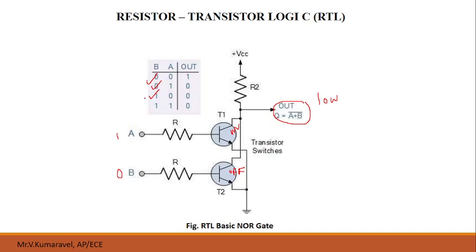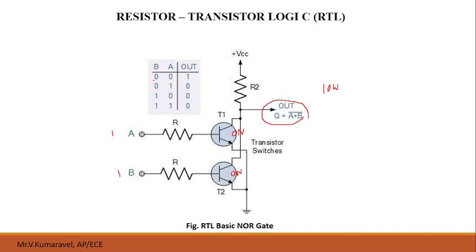Now let us see the last case. The last case is when both inputs are high. When both inputs are high, both transistor 1 and transistor 2 will be in the on state, that is in the saturation region. So it will be short circuited, therefore your output will be low. Okay, this is how your RTL is used to perform the NOR operation.